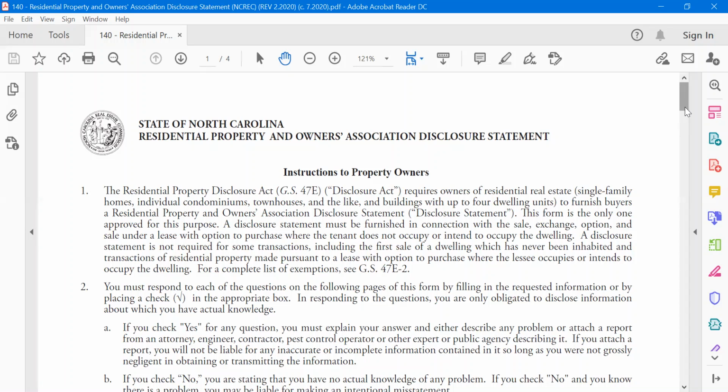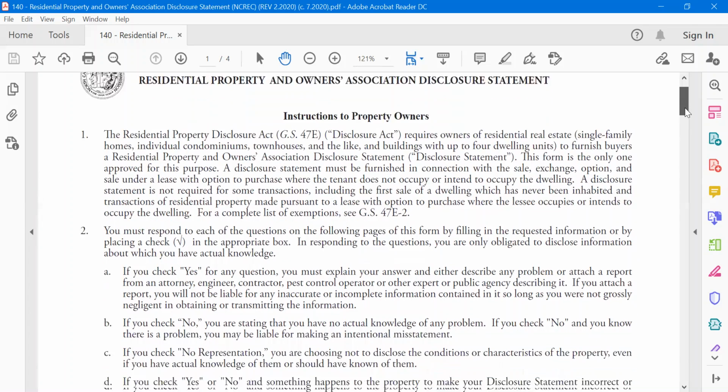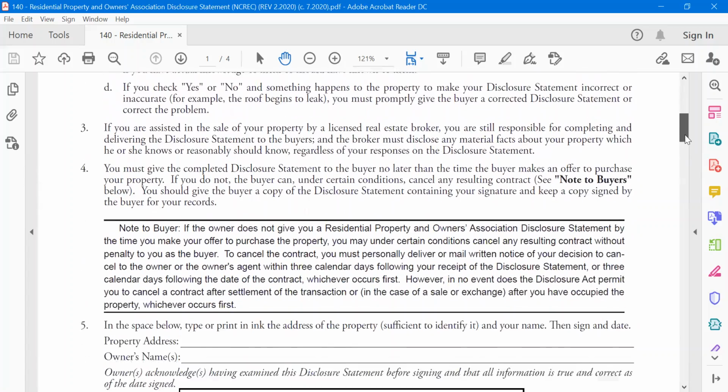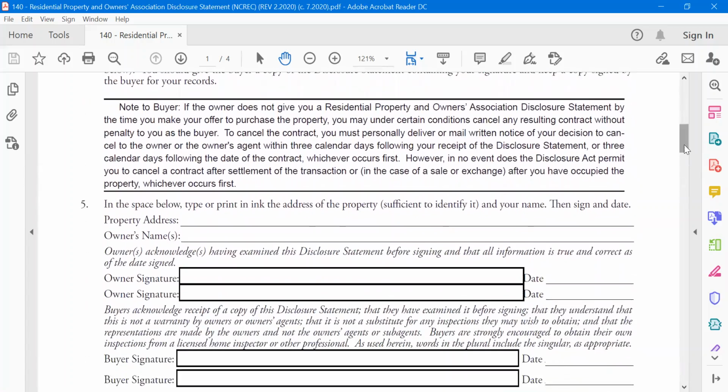Hello, this is the State of North Carolina Residential Property and Owners Association Disclosure Statement. The top of this document has instructions to property owners of how to fill out this form. As you get down to some of the blanks here, the first blank is inserting the property address, as well as the owner's names, also known as the sellers.